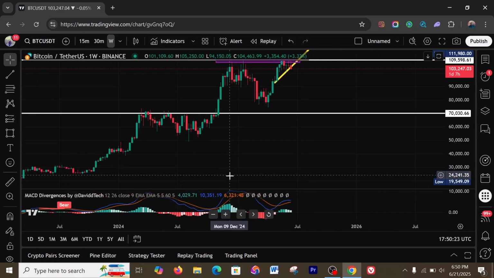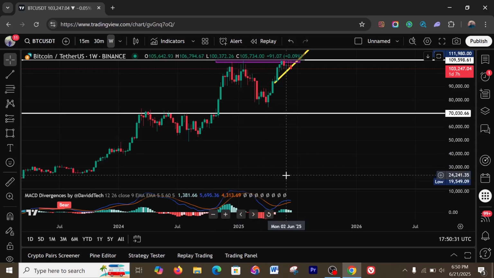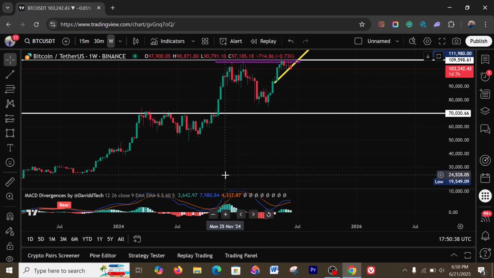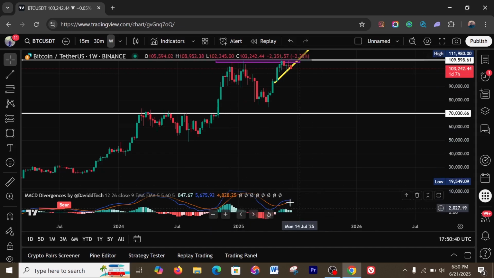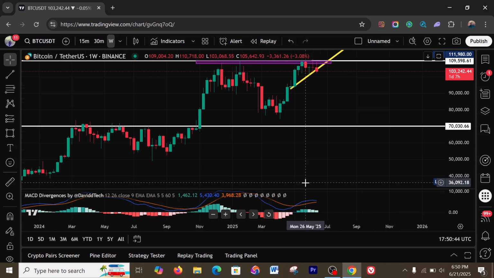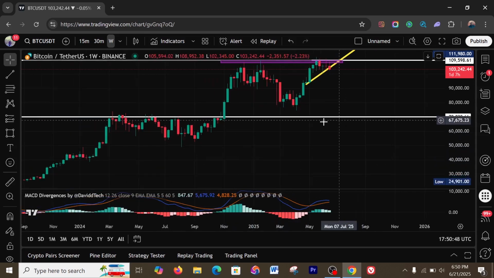You could see the histogram divergence. This is the price. Price moved a bit higher, while the histogram became lower. So price made a higher high, while the histogram made a lower high, which is divergence, which is a very effective bearish signal. So the first target to the downside is around 70k. You have to keep that in mind.